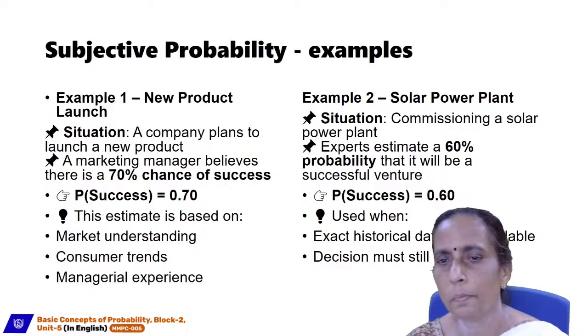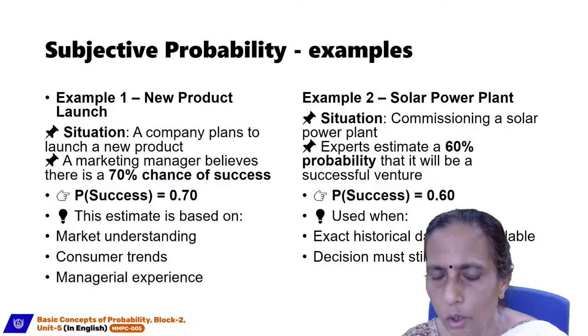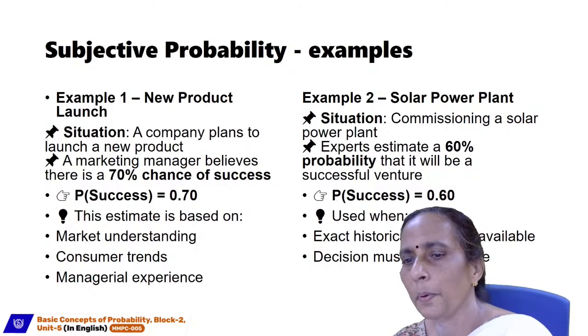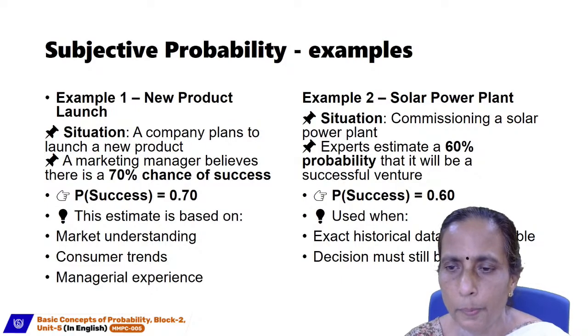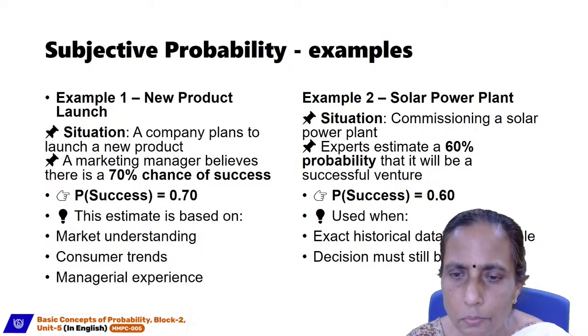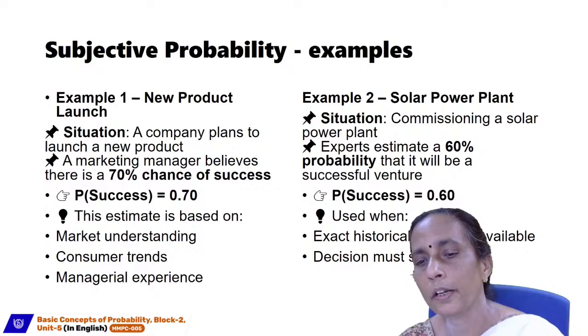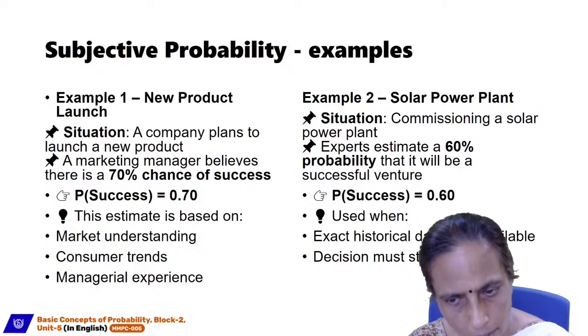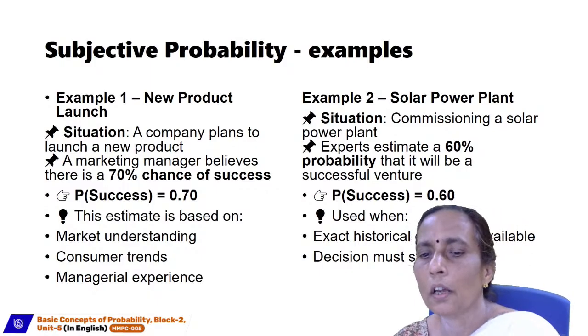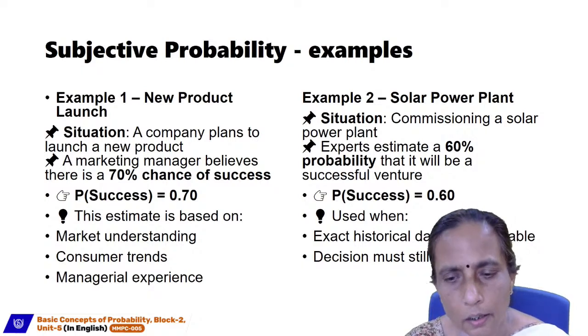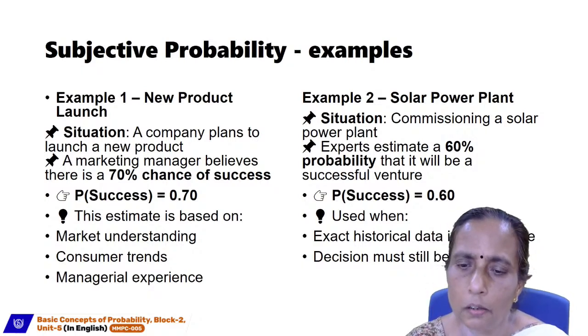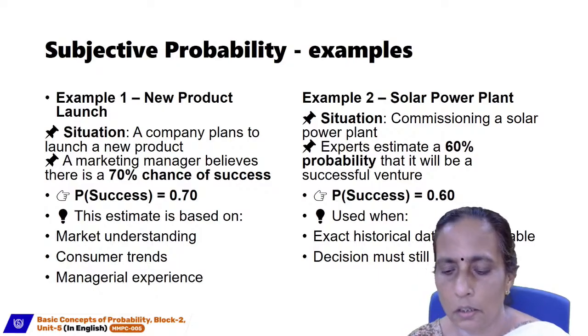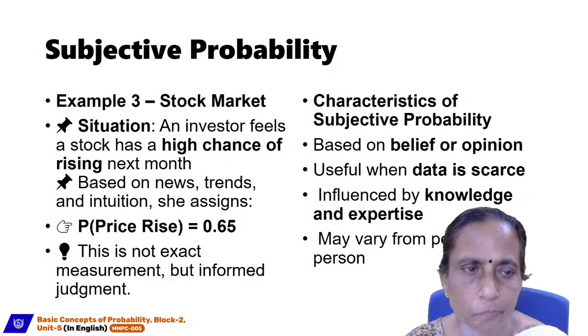Similarly, suppose I want to commission a solar power plant. Experts estimate a 60% probability that it will be a successful venture. The probability of success is 0.60. Again, it is based on exact historical data which is unavailable, so a decision must still be made.